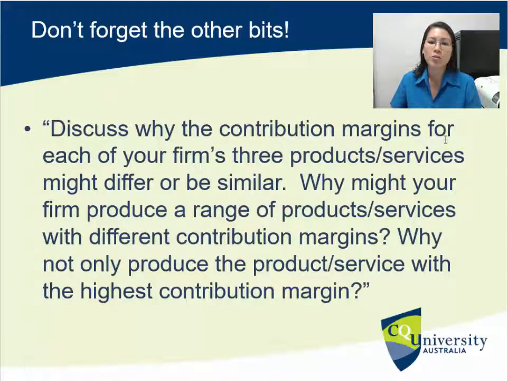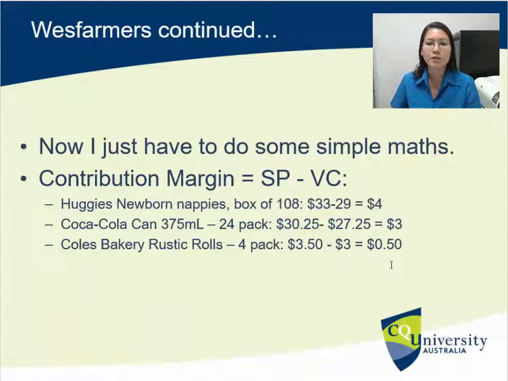So discuss why the contribution margins for each of your firm's products and services might differ or be similar. So again, I can look at similarity or difference. So obviously the bakery rustic rolls, there's not too much margin in that. There's a smaller margin in that. And that might be because of the consumables that are required, as opposed to this one, which may just be purchasing and selling it on behalf of Huggies. So this is pure retail, wholesale retail, whereas this one's actually baked in-house and so requires more consumables. So I might actually discuss and start to break down my products.